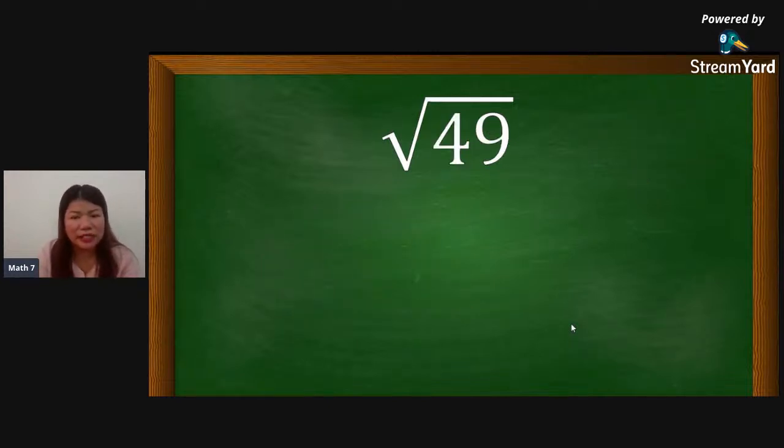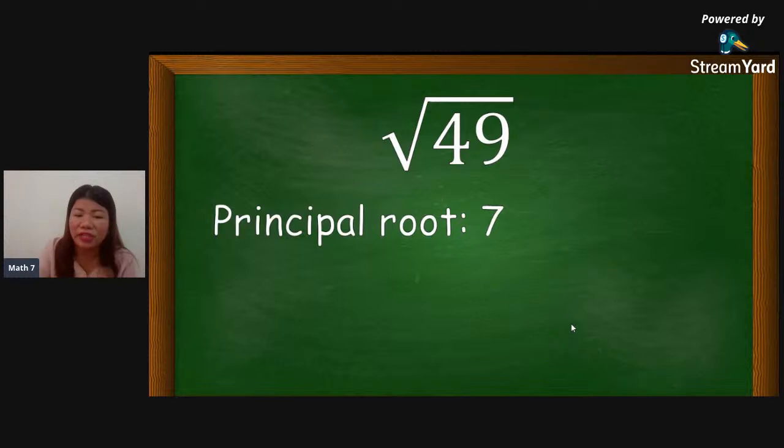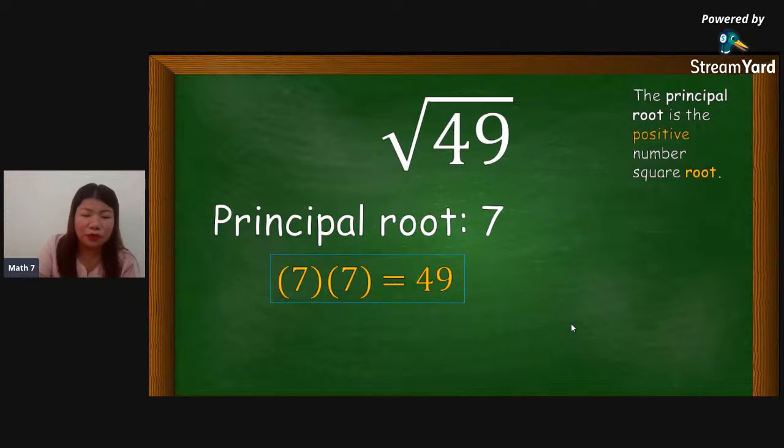Next, we have square root of 49. Perfect square number kaya siya? May naiisip ba kayong number na kapag pinag-multiply sa sarili, ang sagot ay 49? Ay, sabi nila 7 daw. So, 7 times 7. Okay, so that is a rational. Yung 7 ay rational. That is a principal root. Remember, kapag perfect square yung nasa loob ng radical sign, ang principal root niyan ay rational number. Okay? So, 7 times 7 ay 49.